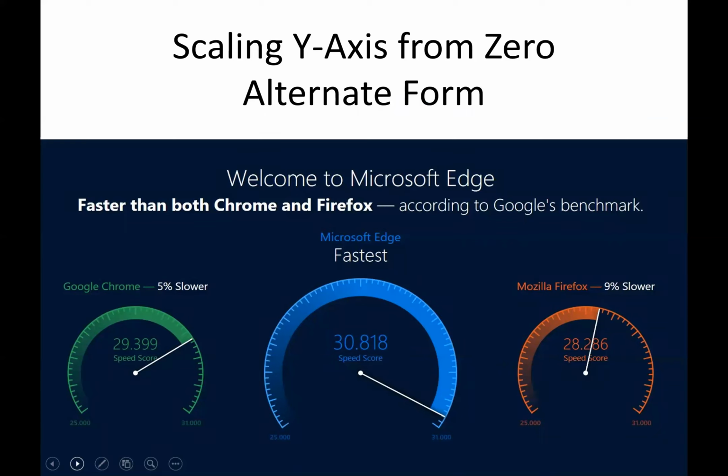And we can see this in other forms. In these speedometers here, the speedometer starts at 25. So that's going to exaggerate the differences between the three different browsers. And Microsoft did end up correcting this. So now their speedometer starts at zero, and how much faster Microsoft Edge is here, according to whatever data they have, the graphs aren't as extremely different as they seem to be here.